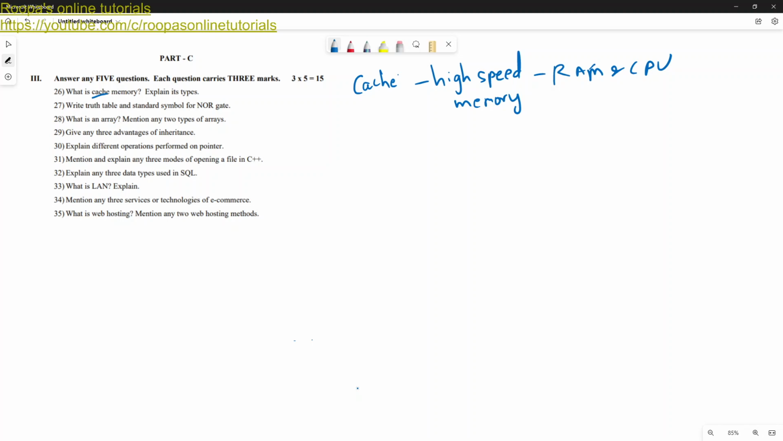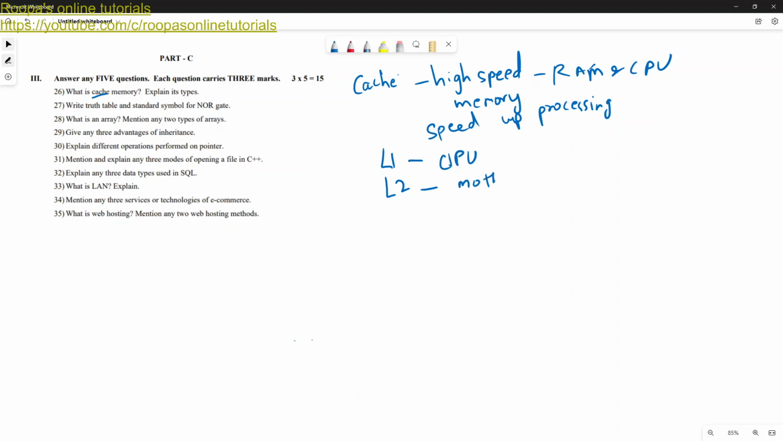Why do we use a cache memory? Because we want to speed up the processing. So this will be your second point, to speed up the processing. And the next is, explain its types. So what are the types of cache? You have L1 cache, where L1 stands for level 1 cache, and L2 cache is level 2 cache. Level 1 cache is present inside the CPU itself, and L2 cache is situated on the motherboard.